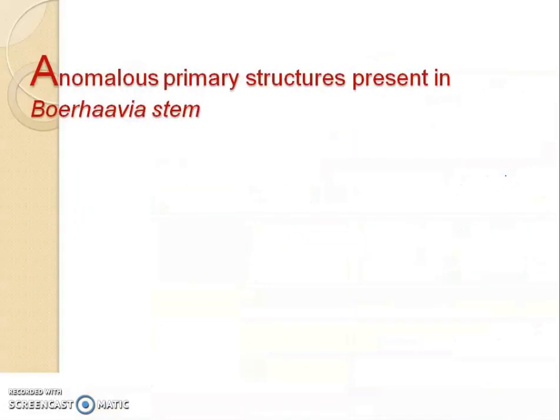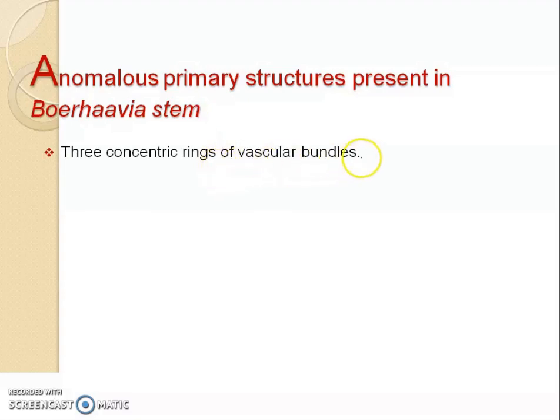Now, anomalous primary structures present in Borrelia stem. By studying the structure of Borrelia stem, we analyze that there are three concentric rings of vascular bundle, which is an anomalous primary structure present in Borrelia stem. Second one is the presence of medullary bundle. This means presence of vascular bundle in the pith region, which is also an anomalous primary structure.